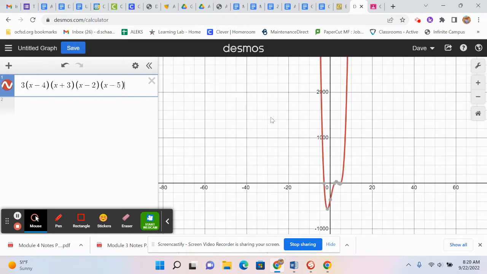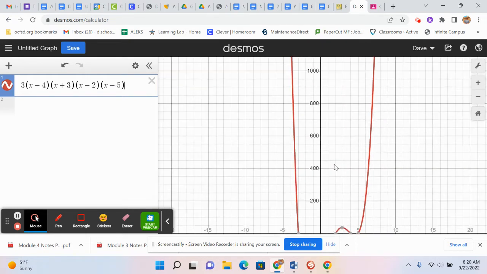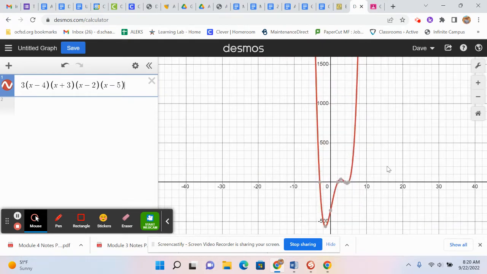Okay, so here we go. It's kind of hard to see everything that's going on here, so I'm going to zoom in a little bit. There we go. That seems to be good. Okay, and here you can see what I was talking about. It goes through at -3. That's where it's positive all the way before -3.